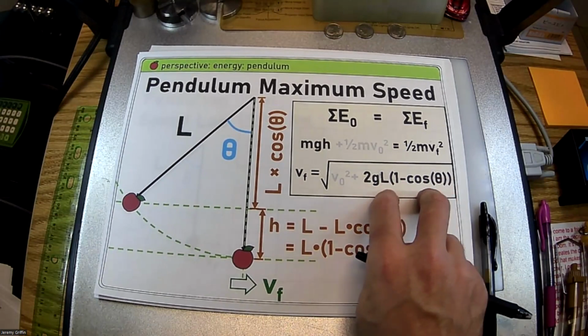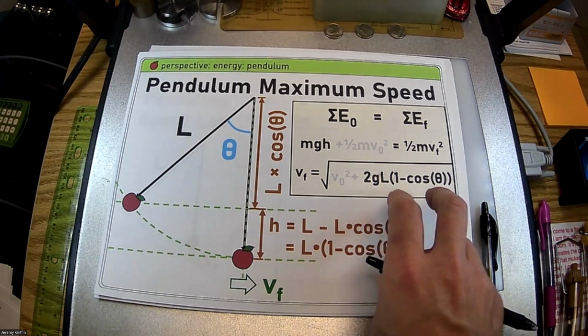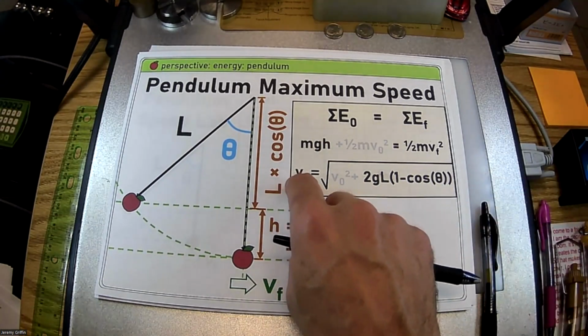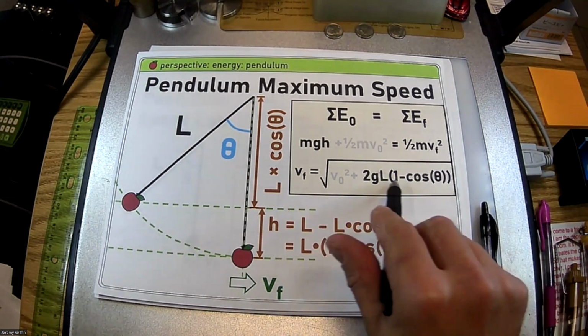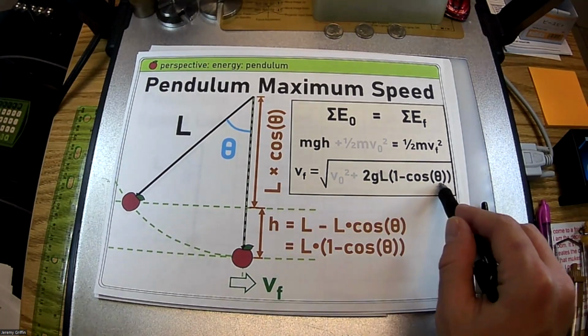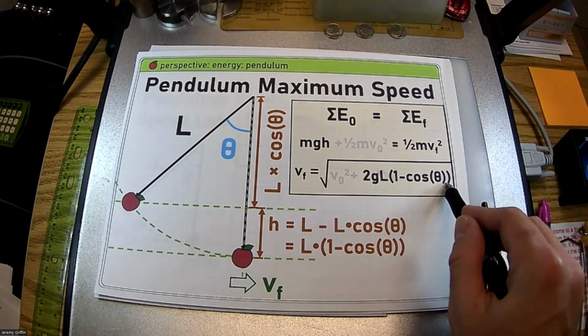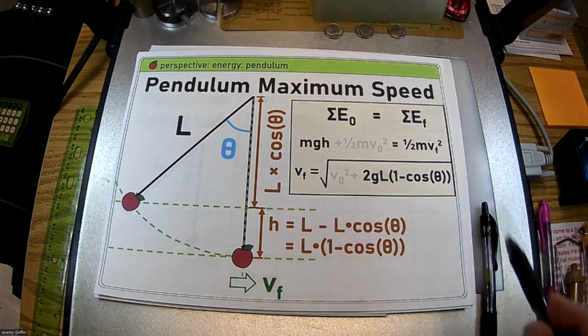Do you guys remember Galileo dropping balls off the Leaning Tower? And how fast was the crash speed? It was v equals square root 2gh. And then instead of h for a height change, I have that whole expression right there: L times 1 minus cosine theta. Look at that.